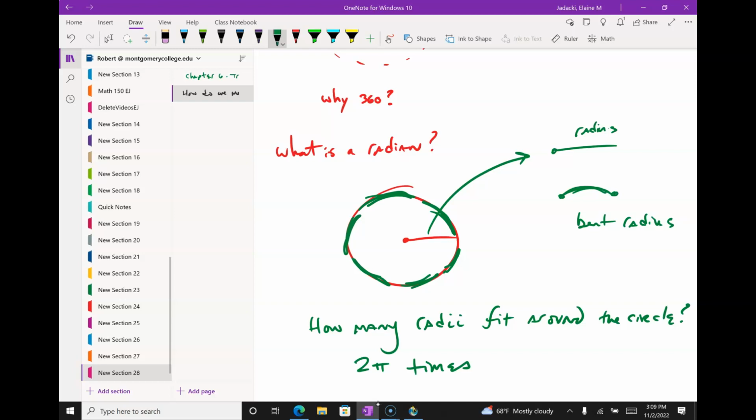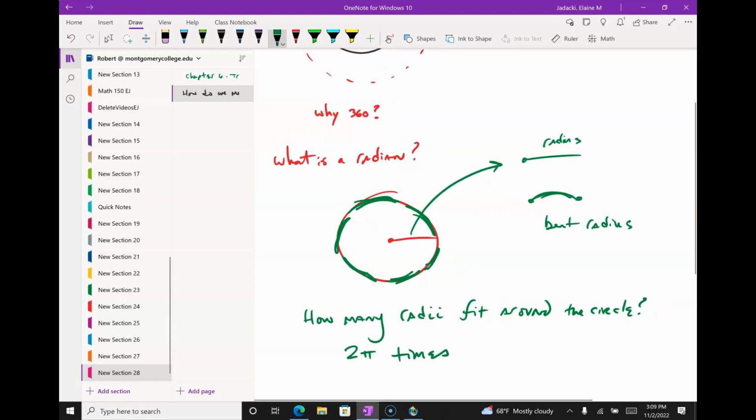And of course, we get the 2 pi from the circumference, right? Do you see that circumference is 2 pi r? So that r is almost a variable, because one radius of a small circle is not the same as the radius of a big circle. But again, just as the circle has 360 degrees no matter what size it is, the radian fits around 2 pi times, no matter what size the circle is as well. So our first thing that we have to do in 6.1 is to be able to convert degrees to radians and vice versa.